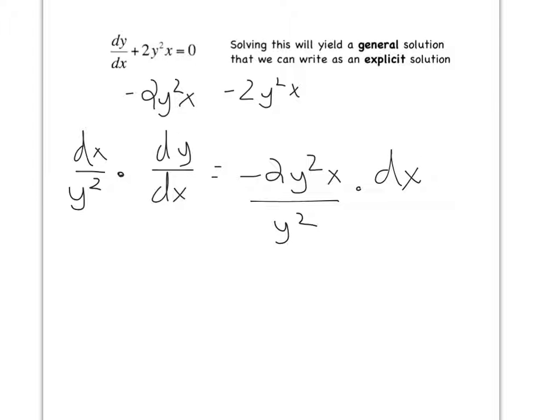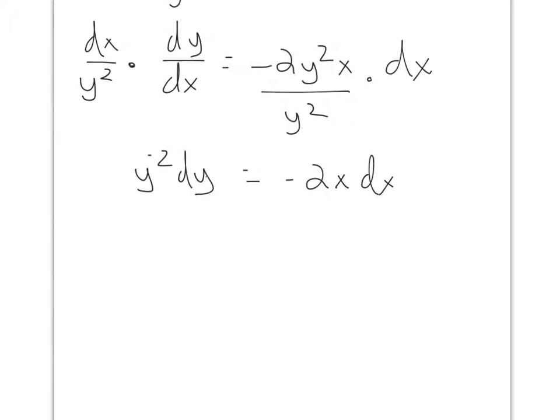So then what I end up with, on the left I'll have dy over y squared, or some people like to rewrite it for integrating purposes. Instead of dy over y squared, you could write it as y to the negative second power times dy equals negative 2x dx. Once I have that squared away, then now I am going to integrate.